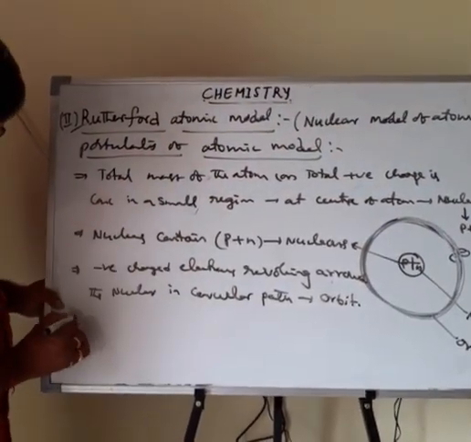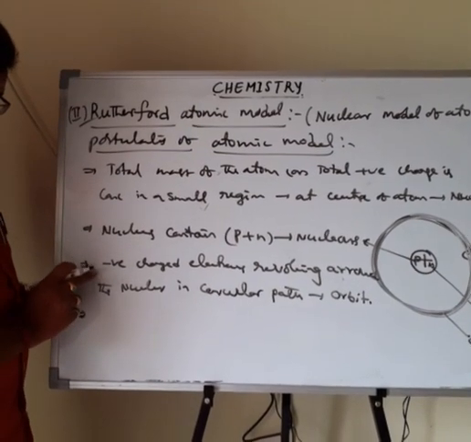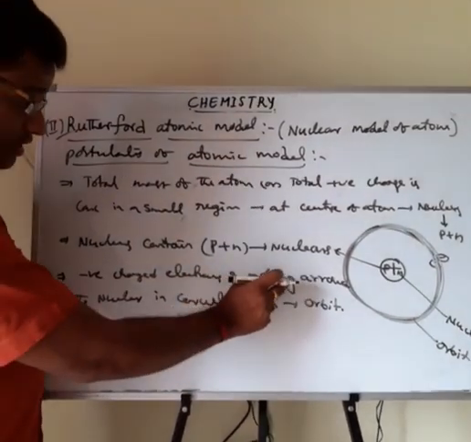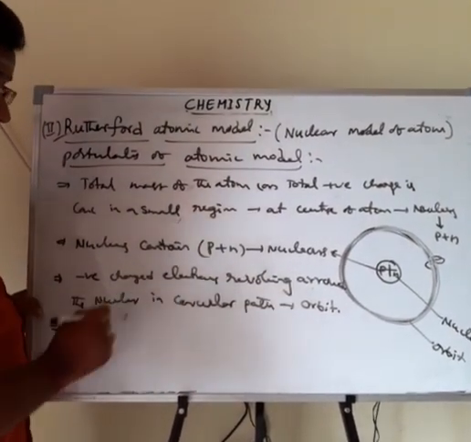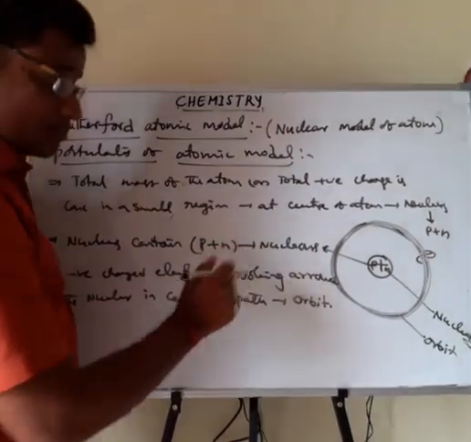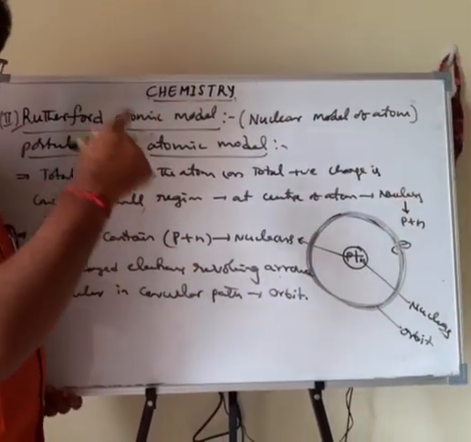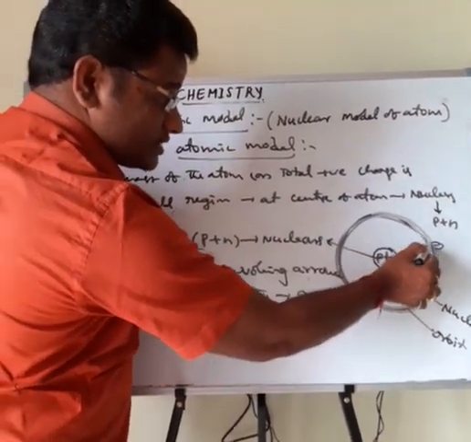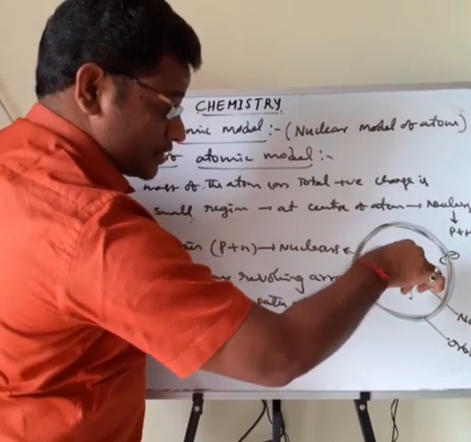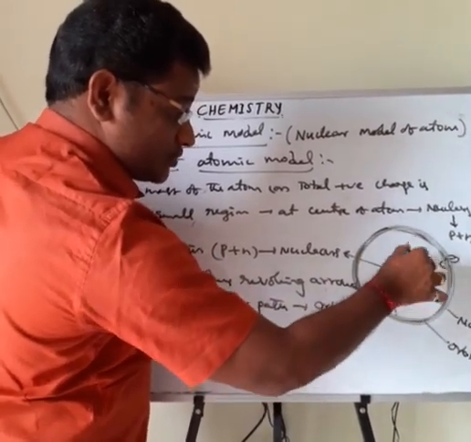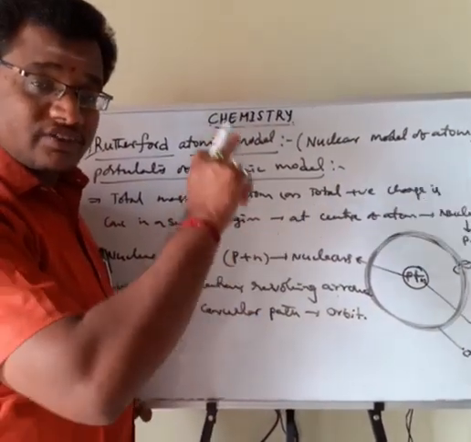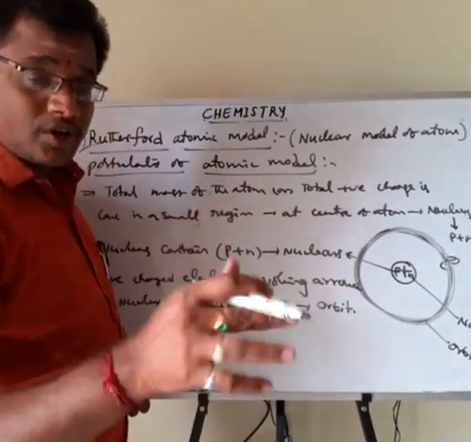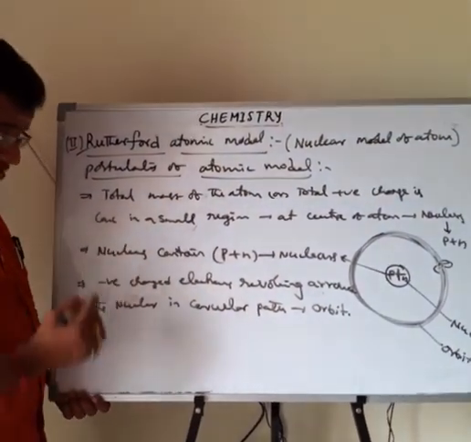Then here is one more important point in the third one. The negatively charged particles revolving around the nucleus in a circular path, that is called an orbit. That resembles the planets revolving around the sun in a solar system. For example, this is the sun, and the planets revolve around the sun. That's why electrons revolving around the nucleus resemble planets revolving around the sun in the solar system. That's why it is called the planetary atomic model. So that is about the third point.